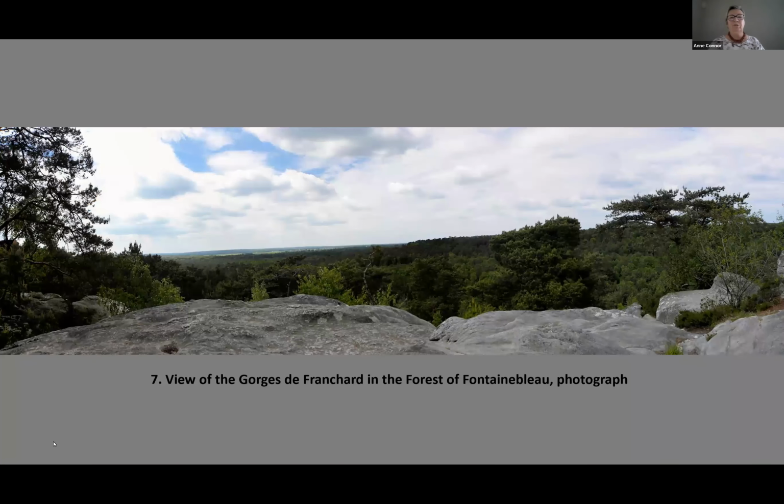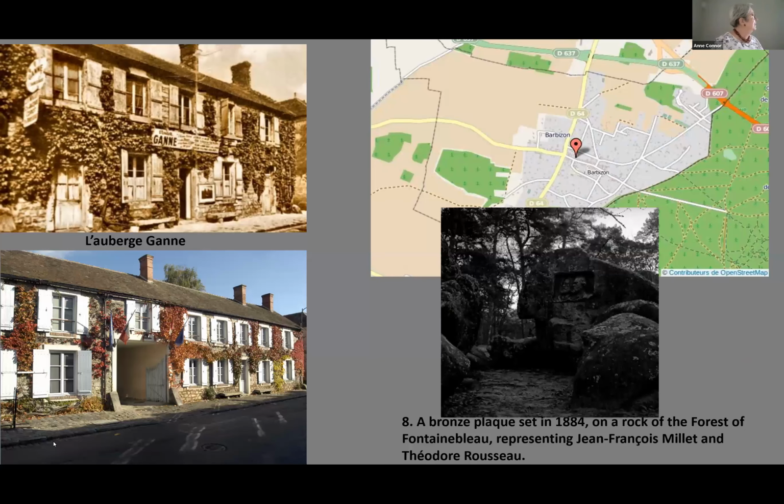Here's a photograph of the forest of Fontainebleau, just a part of it. It's a very beautiful place, by the way, really quite remarkable. You have some ponds and some little creeks within. And here's the Auberge Ganne, which still exists. This is a contemporary picture of it, and this is the way it was around 1900.